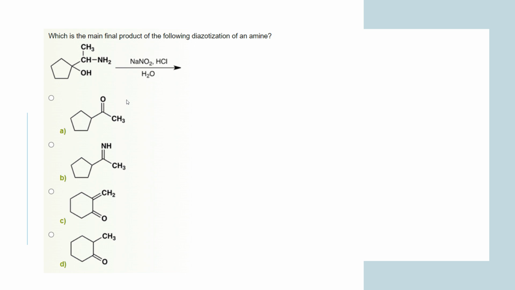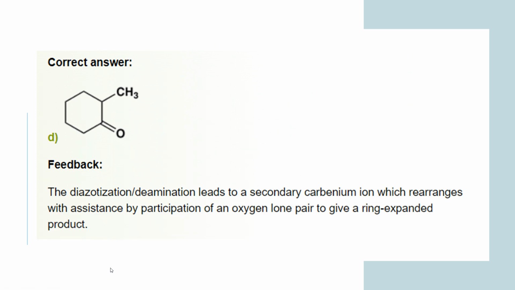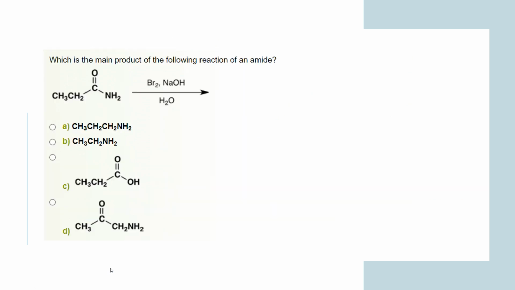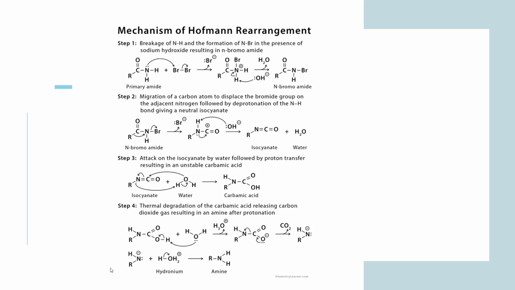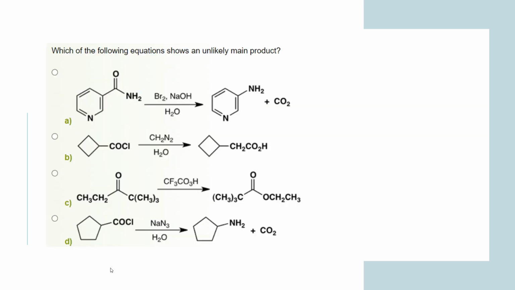In the next question, we discussed diazotization of amine, and we saw how the ring expansion happened with the formation of this keto group. Then in the next question, we saw the mechanism of Hofmann rearrangement, and we saw that amine formed from amide by reduction of one carbon number.